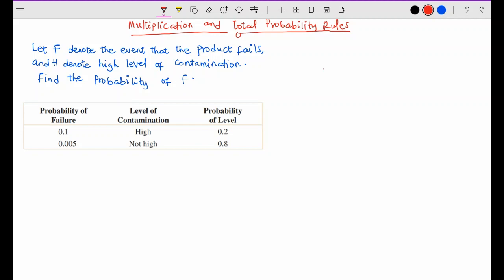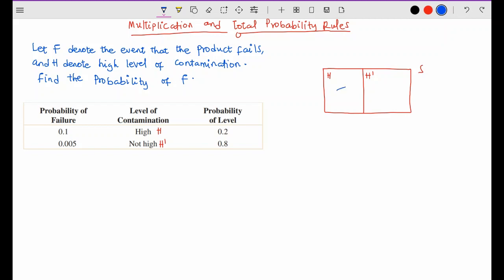So I'll draw the sample space which we have here. We have our sample space, and then you're going to have three events. The first event is the semiconductors that have high level of contamination, so you're going to have those ones here. And those that do not have high level of contamination are going to be H prime. Let me write H here and then H prime. These two events are mutually exclusive, because you can't have a semiconductor that has high level of contamination and does not have high level of contamination at the same time. So H and H prime are mutually exclusive.